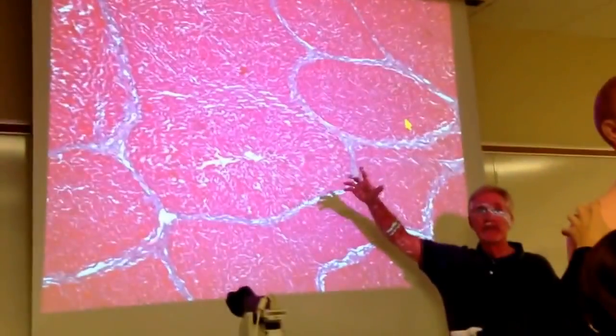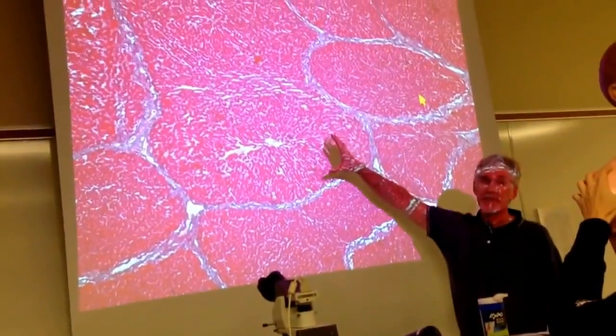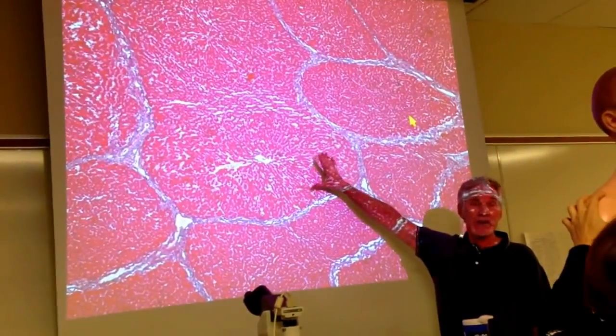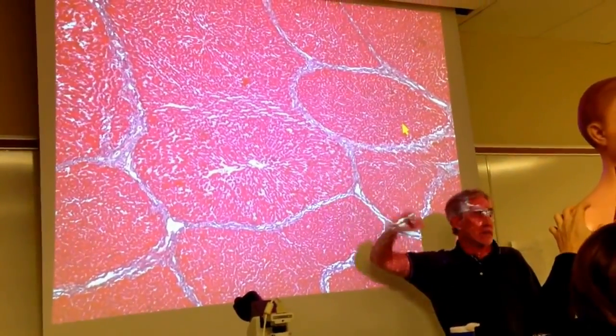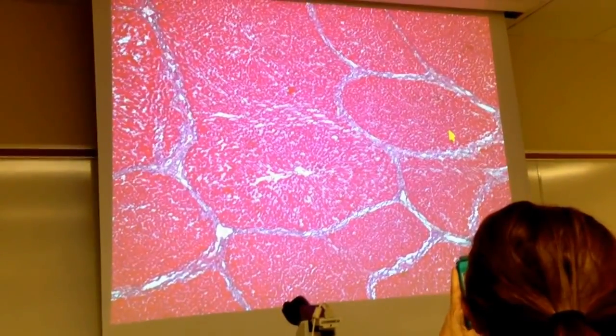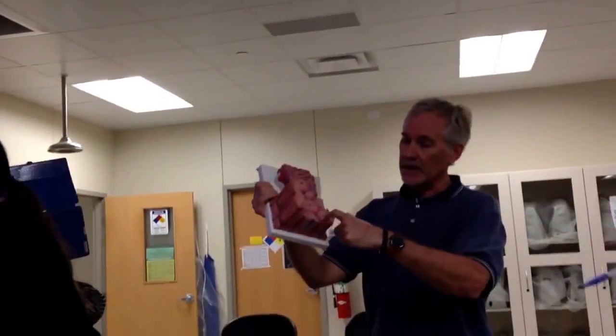Six-sided hexagon shape. That's the functional unit of the liver. That's what's called a liver lobule. And if you look at the models of the liver, that's essentially what we're looking at right now.